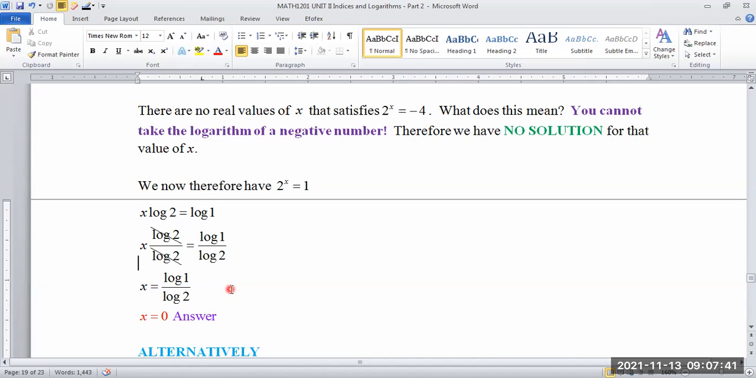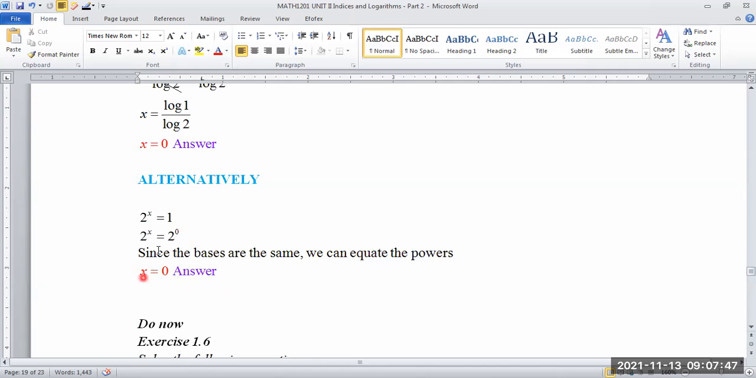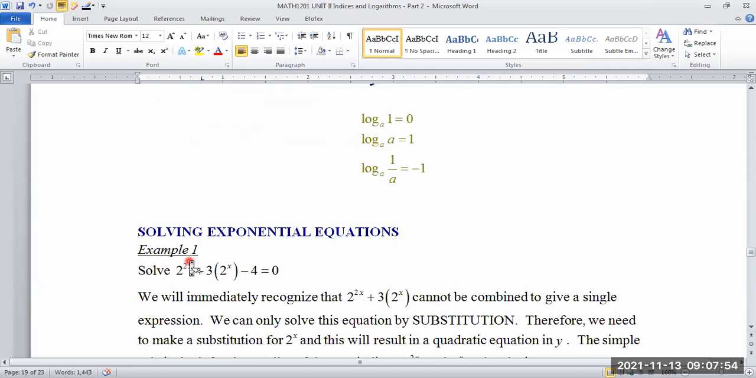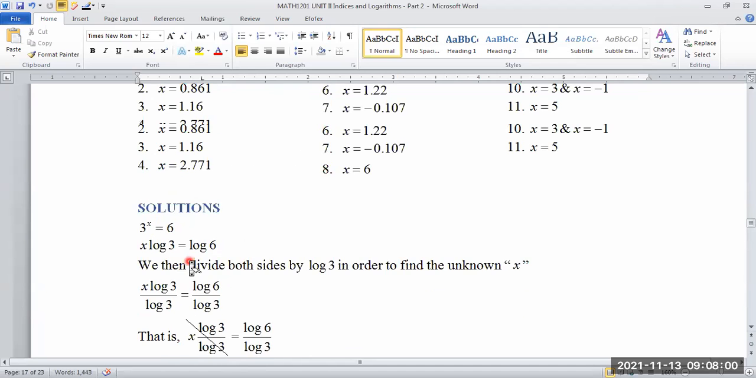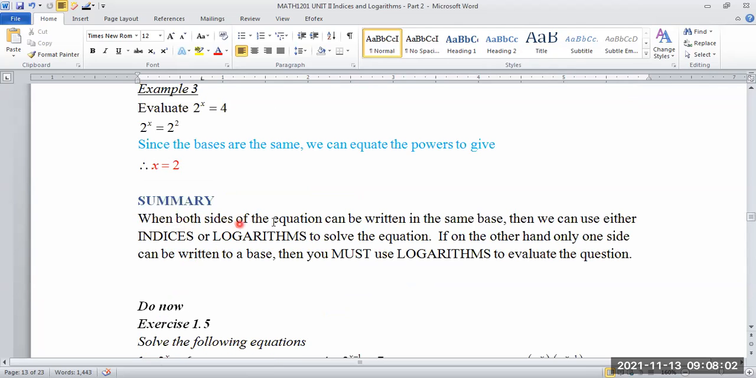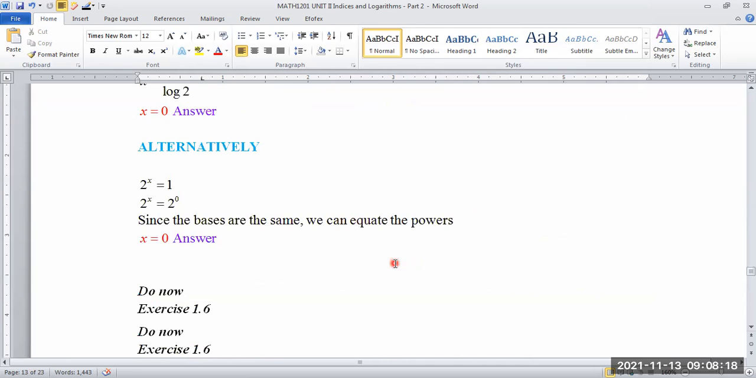So x is going to be equal to 0. We have just one value of x. Now, alternatively, I did this method, we call it again the indices method. And remember, last week I gave you a summary: once both sides of the equation can be written in the same base, then we can either use indices or logarithms to solve the equation. If on the other hand, only one side can be written to a base, then you must use logarithms to evaluate the equation. So the same summary comes back right here.